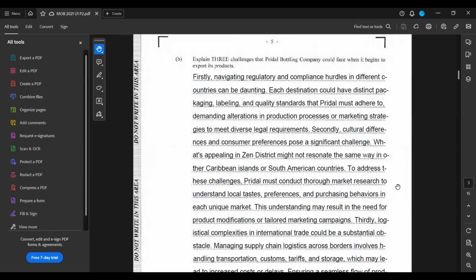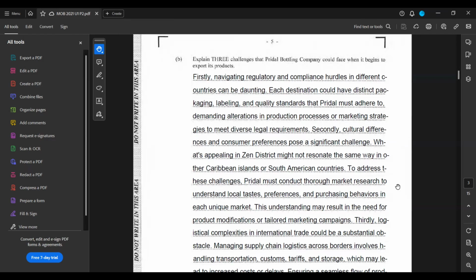Secondly, cultural differences and consumer preferences pose a significant challenge. What's appealing in Zen District might not resonate the same way in other Caribbean islands or South American countries. To address these challenges, Pridal must conduct thorough market research to understand local tastes, preferences, and purchasing behaviors in each unique market. This understanding may result in a need for product modifications or tailored marketing campaigns.